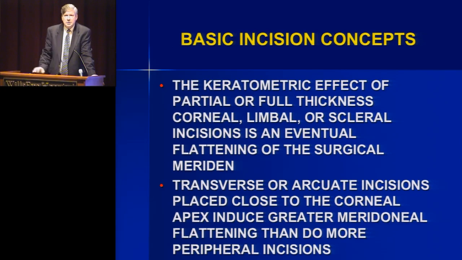Let's talk about some basic incision concepts. And we'll run through this quickly. The keratometric effect of a partial or full thickness corneal, limbal, or scleral incision is an eventual flattening of the surgical meridian. What's that mean? Well, it essentially means wherever you put a cut in the eye, it's going to flatten that axis. Okay, that's pretty easy. Transverse or arcuate incisions placed close to the corneal apex induce greater meridional flattening than do more peripheral incisions. What's that mean? Well, if you put the incision 1 millimeter into clear cornea, you're going to have much more of an astigmatic effect than you have at 2 millimeters on the sclera.